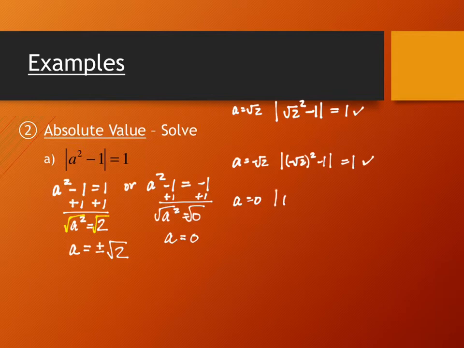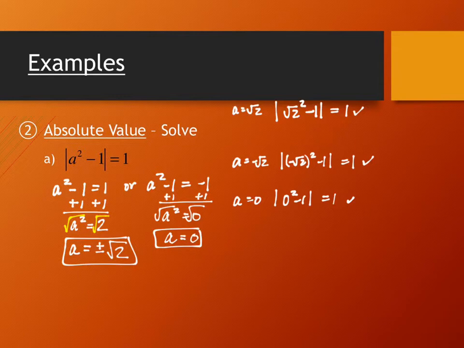And then the third one, 0 squared minus 1. So what is 0 squared? 0. Minus 1 gives me negative 1. And what's the absolute value of negative 1? It's 1. So this one also checks out. So all 3 of these solutions actually did work. I have 3 solutions for this problem. Any questions on that one?